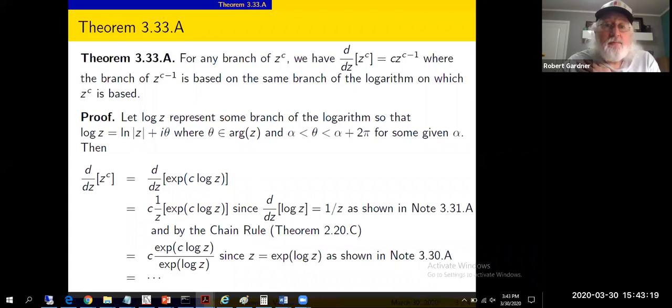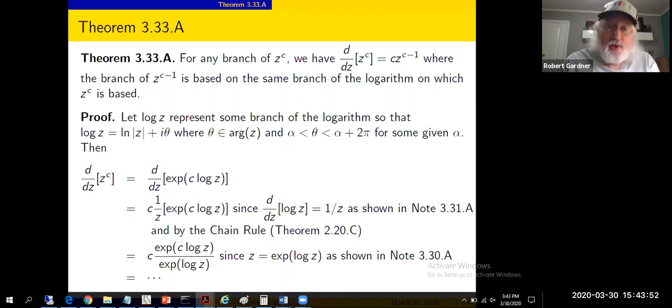All right, well, let log z represent that branch of the logarithm that we're using. I complained about the notation a few minutes ago. Still not happy, but at least it's a single valued function. It's a regular function. Then that means log z is the natural log of the modulus of z plus i theta, where you're choosing theta according to some rule. There's some alpha, and you're taking theta to be between alpha and alpha plus 2 pi. So let's go to differentiating.